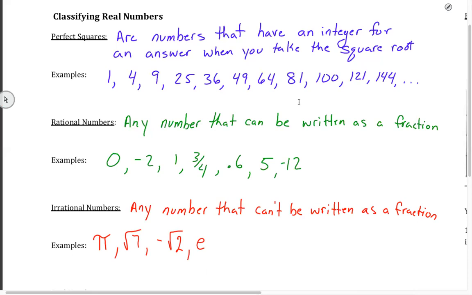Pi is the most famous, and any square root other than the square root of a perfect square is an irrational number. So as long as it's not a number that we wrote in blue up there, okay, or like when I type it in my calculator, I get a whole number, that's going to be considered irrational.